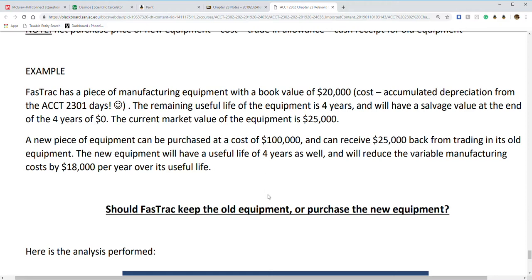So a new piece of equipment comes along. We're going to look at purchasing it at a cost of $100,000, and we'll receive $25,000 back from trading in the old equipment. The new equipment will have a useful life of 4 years as well, and will reduce the variable manufacturing costs by $18,000 per year. Okay, so here comes the question. Should we keep or should we purchase?